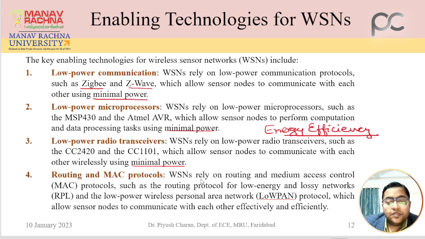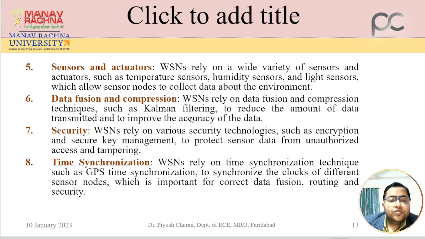Routing and MAC protocols: WSNs also rely on routing and medium access control protocols, such as the routing protocol for low energy and lossy networks, that is RPL, and the low power wireless personal area networks protocol, that is 6LoWPAN, which allows sensor nodes to communicate with each other effectively and efficiently. Then there are sensors and actuators. WSNs rely on a variety of sensors and actuators such as temperature sensors, humidity sensors, and light sensors, which allow sensor nodes to collect data about the environment.